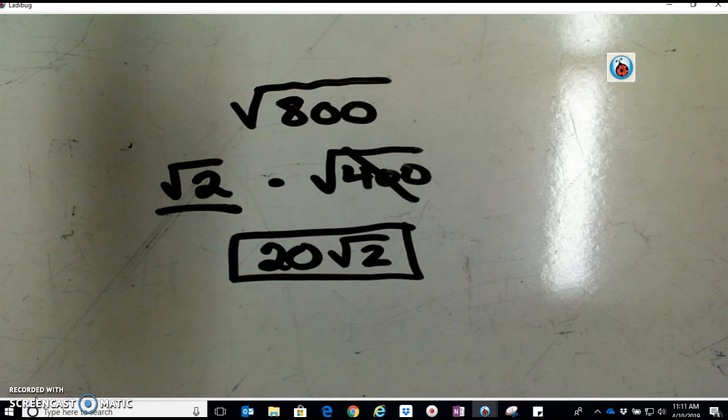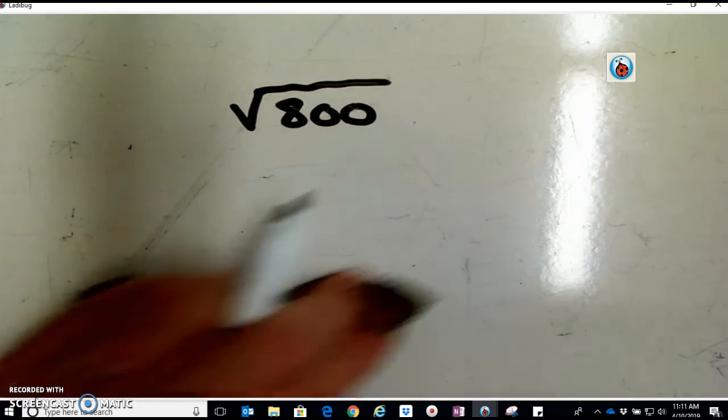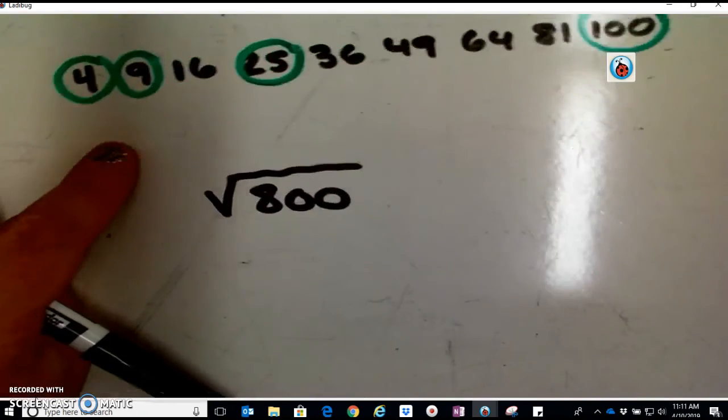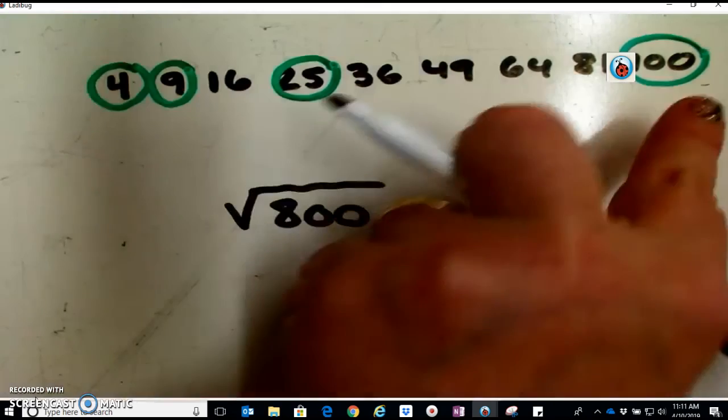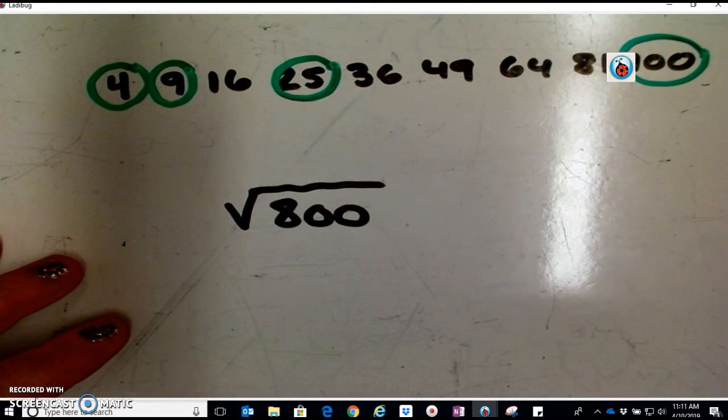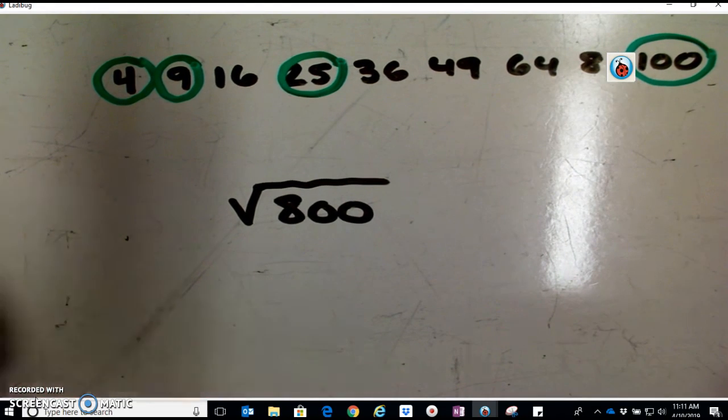Okay? So always try to look for a perfect square. Your go-to ones are really 4, 9, 25, 100s. Those tend to stand out to us the most as we're doing those.